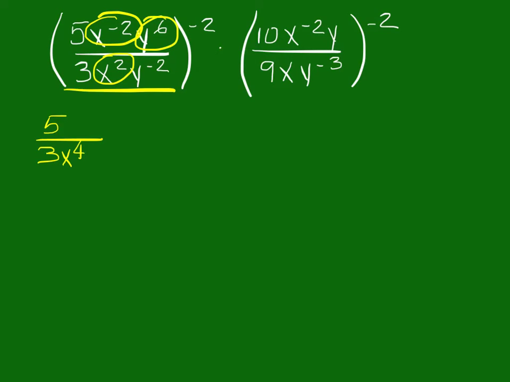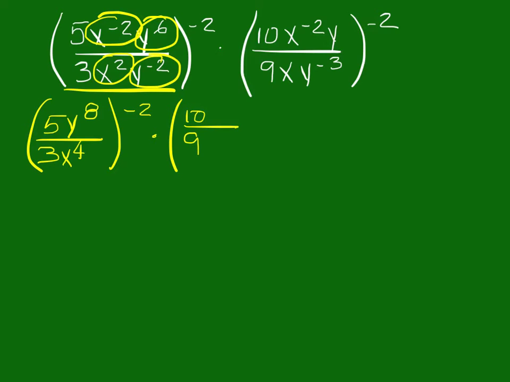You have a y to the sixth over y to the negative second. If I move that y to the negative second to the top, it's going to combine with the y to the sixth to make y to the eighth. And then we can go to the other expression. Keep the 10 over 9 the same, and you have x to the negative 2 over x. You move the x to the negative 2 to the bottom, it'll combine with the x to make x to the third. Then this y to the negative third goes to the top, combines with the y to make y to the fourth.